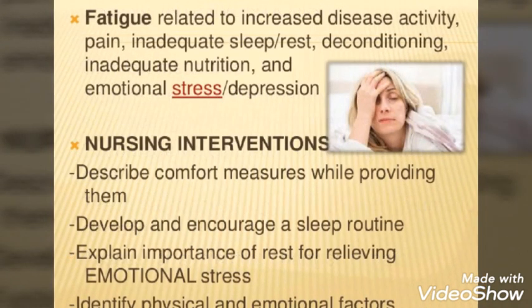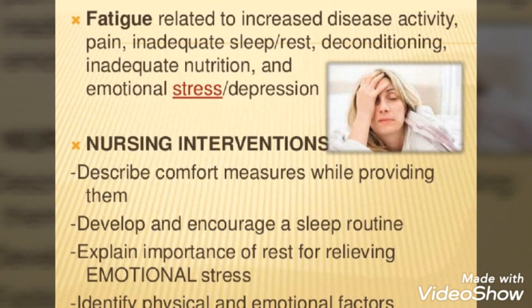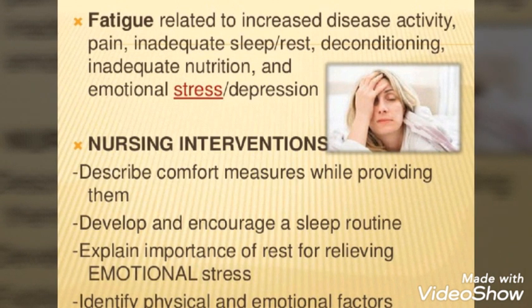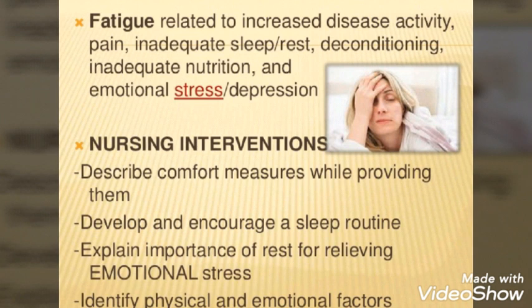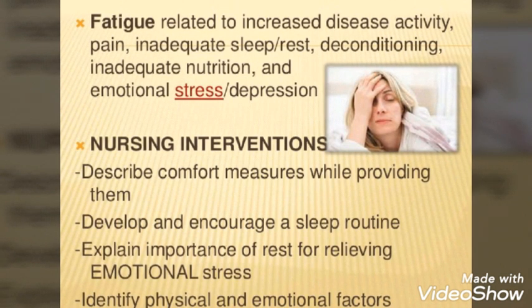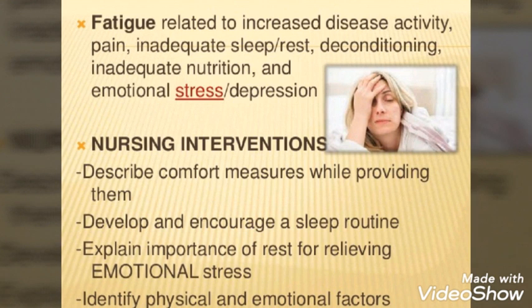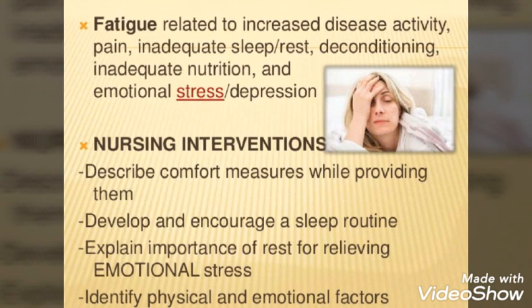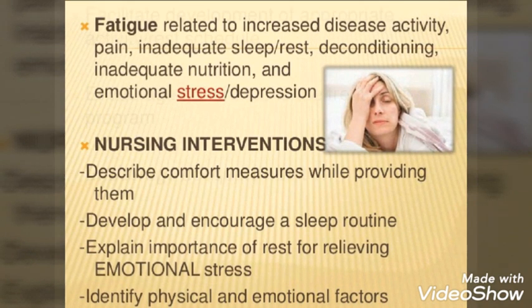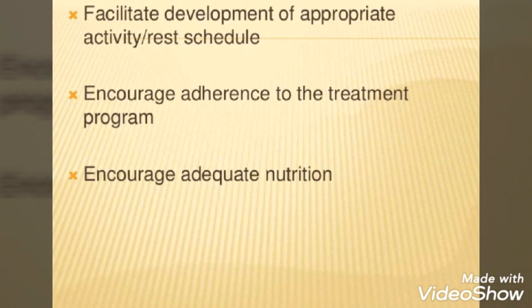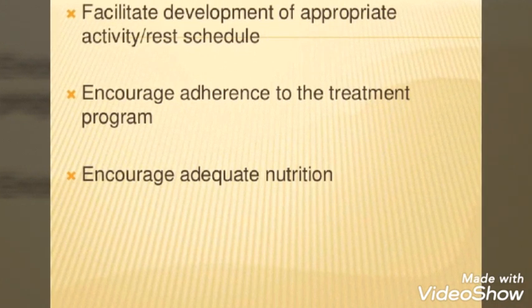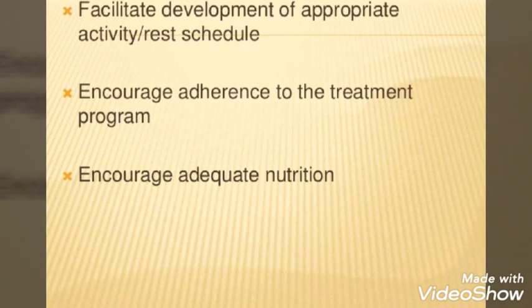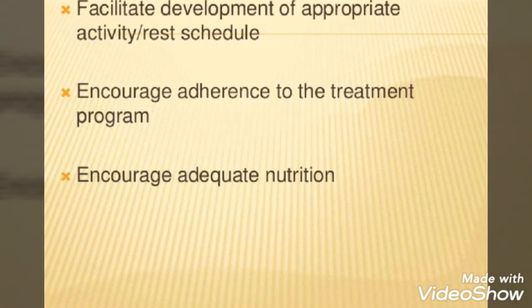Then next see the second nursing diagnosis, that is fatigue related to increased disease activity, pain, inadequate sleep or rest, deconditioning, inadequate nutrition, and emotional stress. Then nursing intervention will be describe comfort measures while providing them, develop and encourage a sleep routine, explain importance of rest for relieving emotional stress, identify physical and emotional factors. And the next is facilitate development of appropriate activity rest schedule, encourage adherence to the treatment program, encourage adequate nutrition. So according to the nursing diagnosis, these interventions you can plan according to your work criteria.